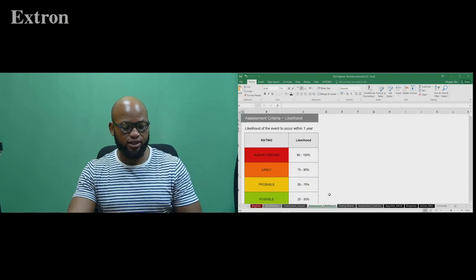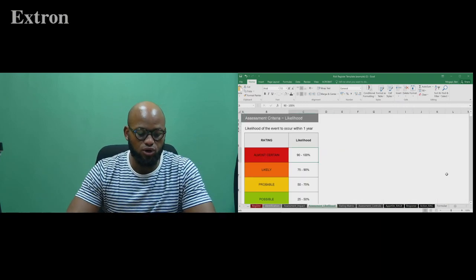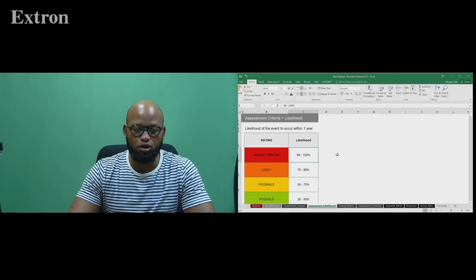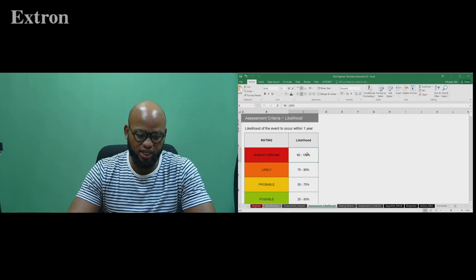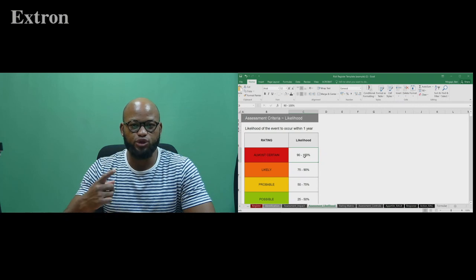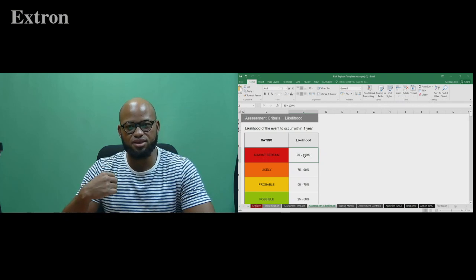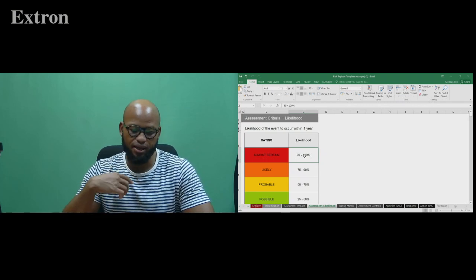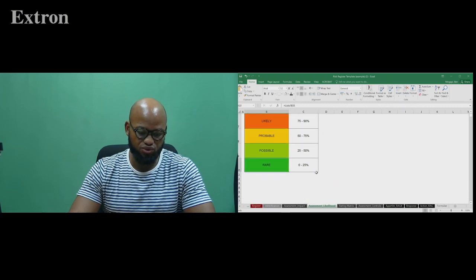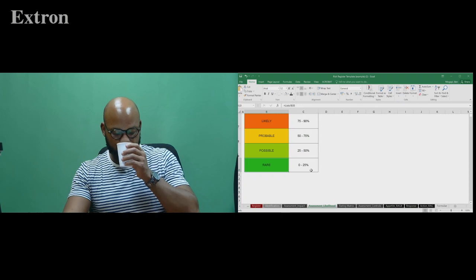When it comes to likelihood, it's all about determining probabilities. So what is the probability of the risk happening? If we decide that the likelihood or probability is between 90 and 100%, and probability is all about the frequency of historical data, so how many times has something like this happened in the past, that's what we use to decide a probability. So it's almost certain if it has a 90 to 100% probability, or it's rare if it's a 0 to 25% probability.